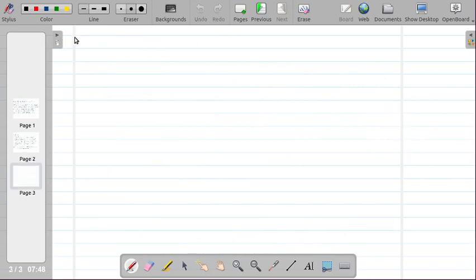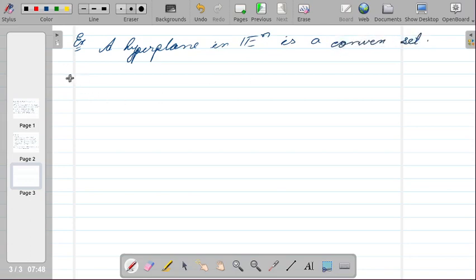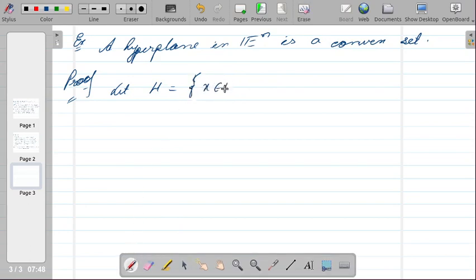Okay. Next, let us try another one. A hyperplane. Show that a hyperplane in E to the power n is a convex set. So this is also another important result. So let H equal to, let us write it as this. So how do you write a hyperplane? It is the collection of all those x in E to the power n which satisfy Cx equal to z. So x belongs to E to the power n such that Cx equal to z.